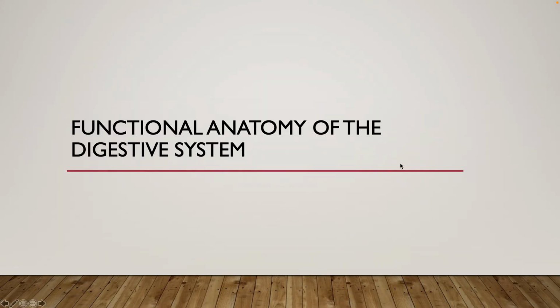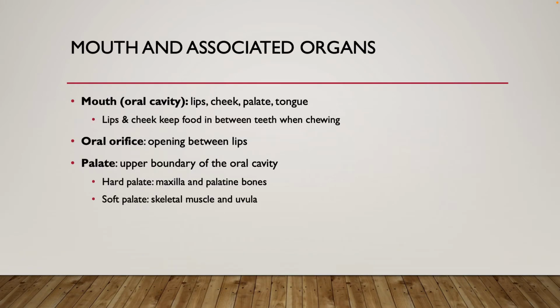So we'll take a look at some of the functional anatomy of our digestive system. So we start in the mouth and the oral cavity, and we have different structures. We have lips, cheek, palate, and our tongue. We have a hard and soft palate. Our lips and cheek help to keep food pressed between our teeth when chewing.